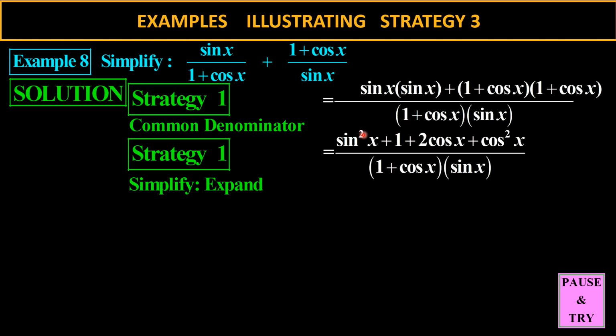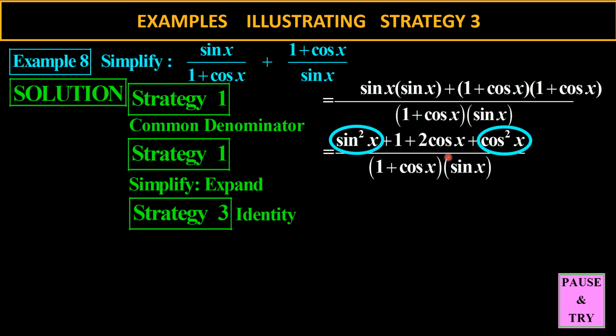There we've expanded that: sine squared x, 1, 2 cos x, and cos squared x. Now let's look again. Any like terms? No. Can I factorize? No. So I can't use strategy 1 again, I can't use factorization. So now that brings me to identity. Do you see an identity there? That's correct: sine squared plus cos squared. So sine squared x plus cos squared x, I use the identity, which is 1.